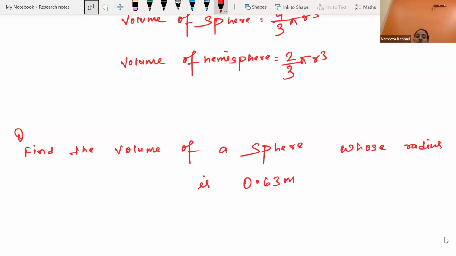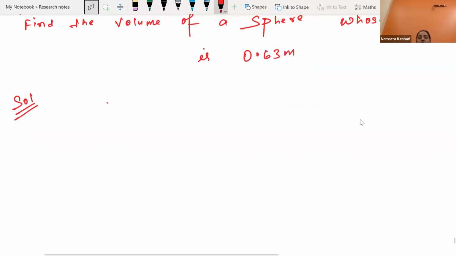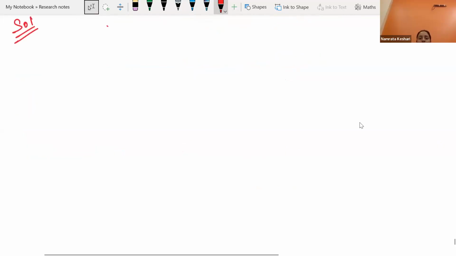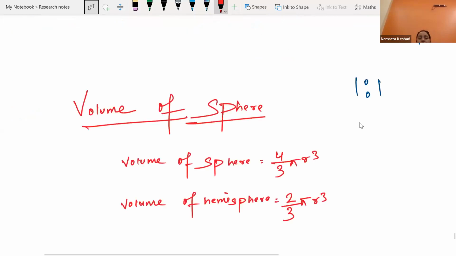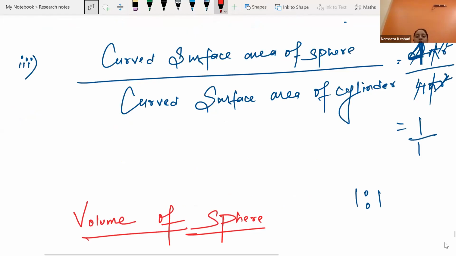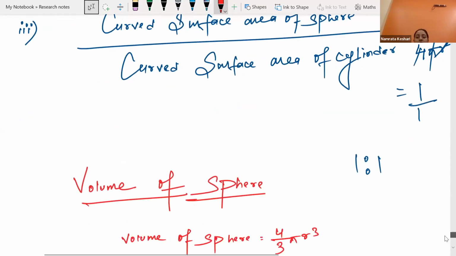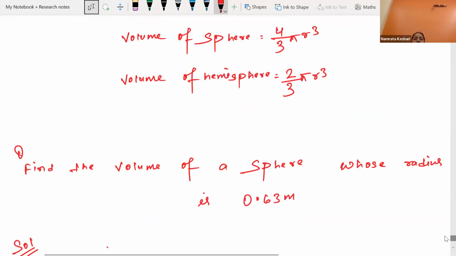See, the formula for finding the volume of the sphere is 4 by 3 pi r cube. Use the formula. Here only I have written the formula. 4 by 3 pi r cube is the formula for finding the volume of the sphere. By using this formula, find the volume of the given sphere. Please do it now.